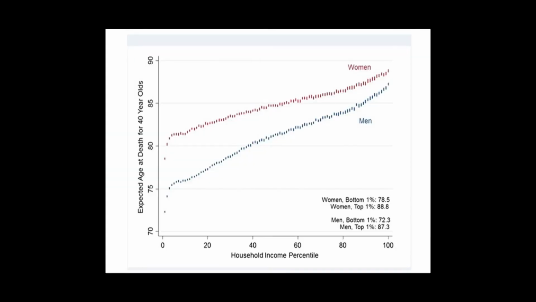Now, these maps emphasize the extremes, but what we have in America is not just a gap between the rich and powerful and the poor and disempowered. We have what we call a social gradient of health. On this chart, the x-axis shows income percentile from 1st percentile to 99th, and the y-axis shows expected age of death at age 40. So every step up the income ladder buys you a little more health, a little longer life.